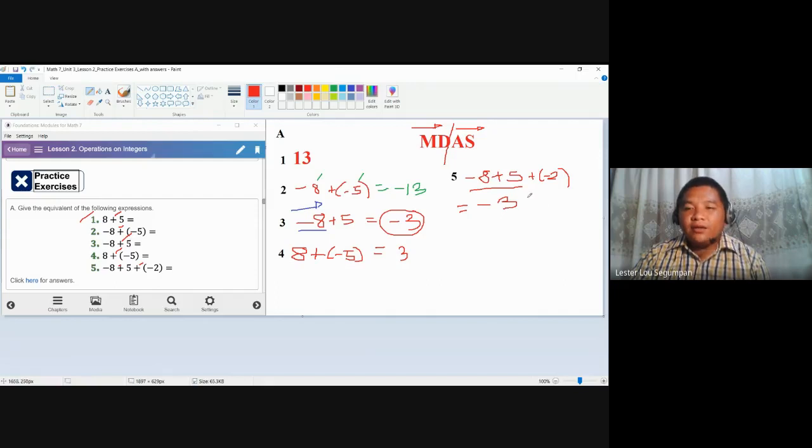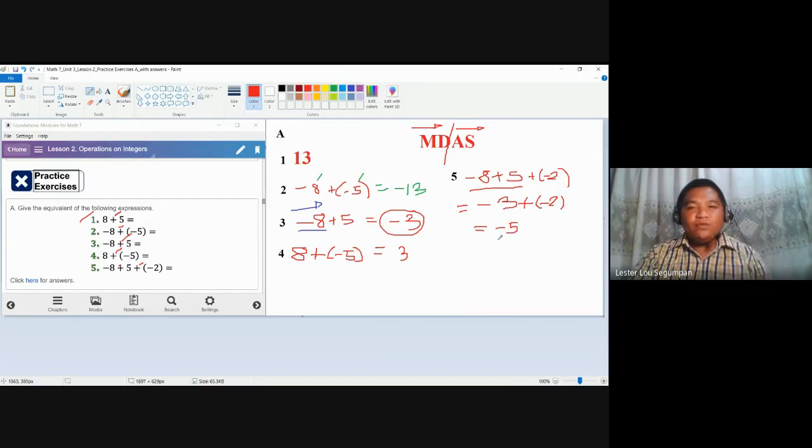Ito. And then you combine it with -2. This is an example now of addition of integers with same signs. So we have -3 plus -2. Okay, so a rule of signs means if they have the same sign, you can just add 3 plus 2, 5, and then copy the same sign, -5. Or in the application of real life situation, may utang ka na 3 pesos at saka may utang ka na 2 pesos. So ilan lahat? Yung utang mo, 5 pesos. That's why you have here -5.